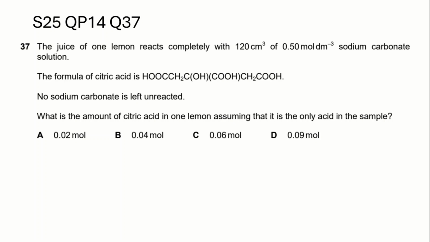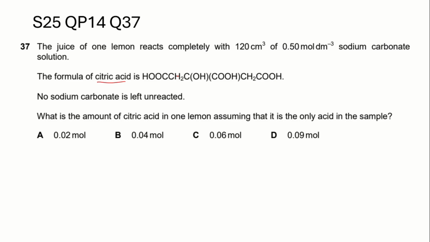We'll go through question 37 from summer 25, paper 1-4, an organic chemistry question which involves some calculation. We have citric acid with the formula given here.